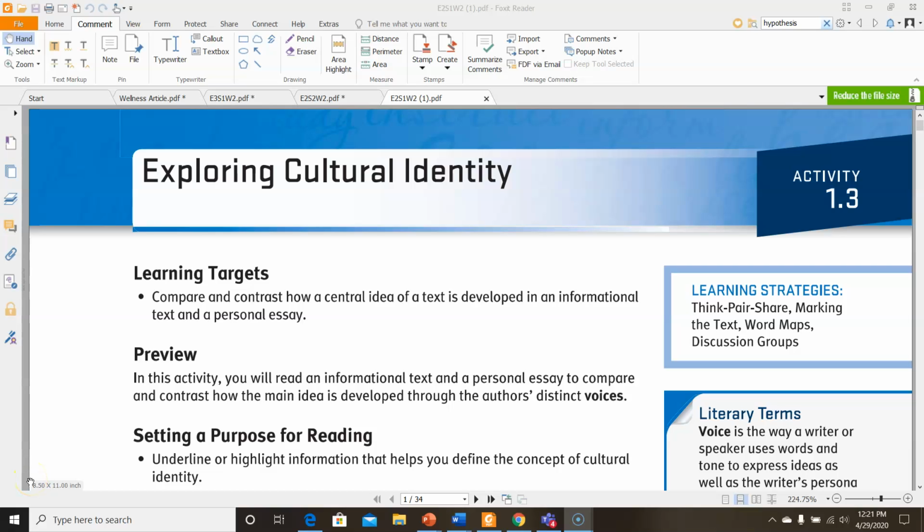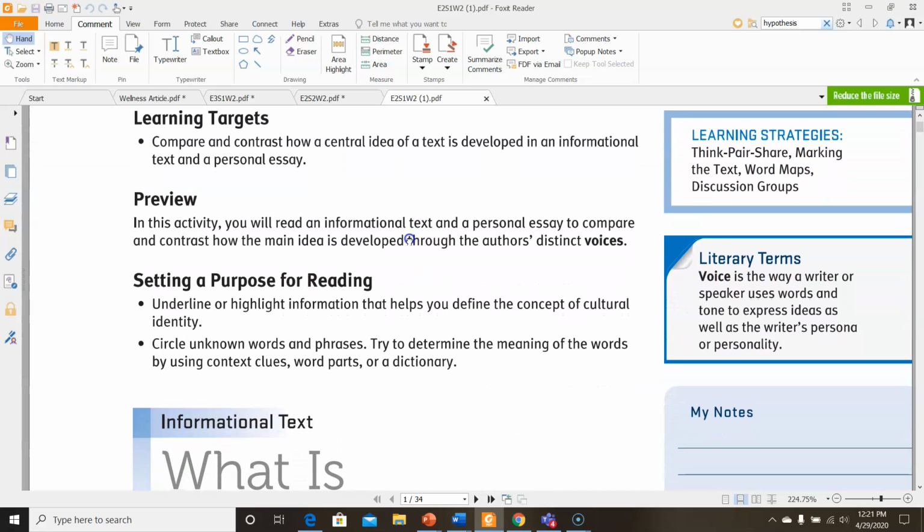Today I'm going to go over English 2, Semester 1, Week 2, Activity 1.3, Exploring Cultural Identity. Our learning targets for this activity are to compare and contrast how a central idea of a text is developed in an informational text and a personal essay. In this activity, you will read an informational text and a personal essay to compare and contrast how the main idea is developed through the author's distinct voices.